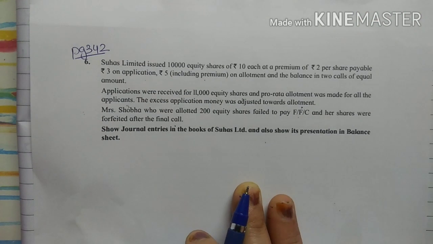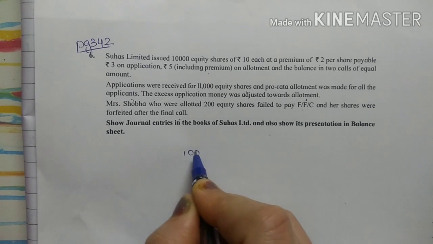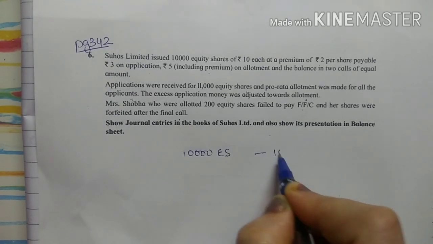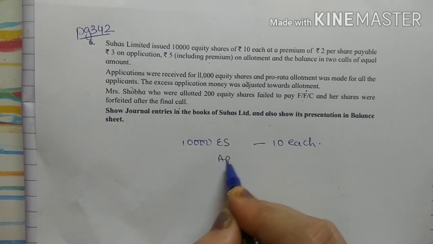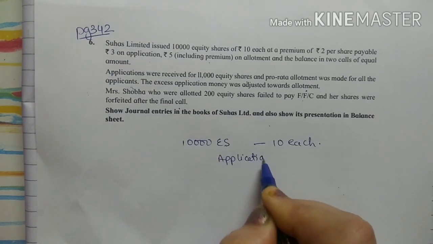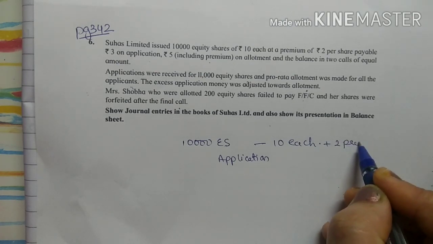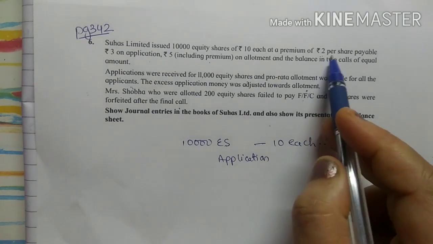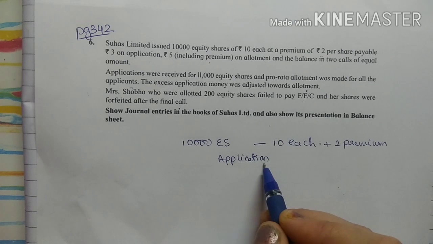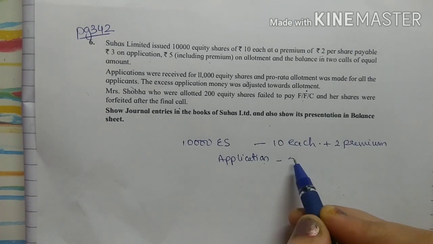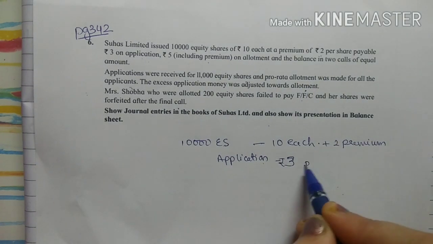So first we will understand the bifurcation. So Suhas Limited has allotted 10,000 equity shares of rupees 10 each. So what is the bifurcation of call amount? See, on application, and this 10 each was at 2 rupees premium, right? See, it is given premium of rupees 2 per share payable. So application money is 3. See, 3 on application, rupees 3 per share.